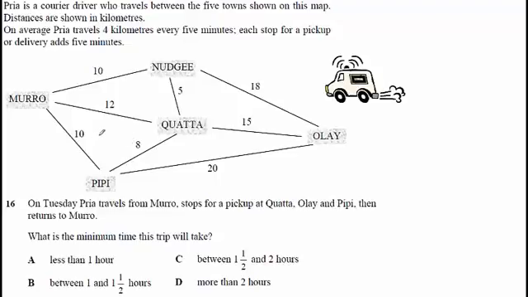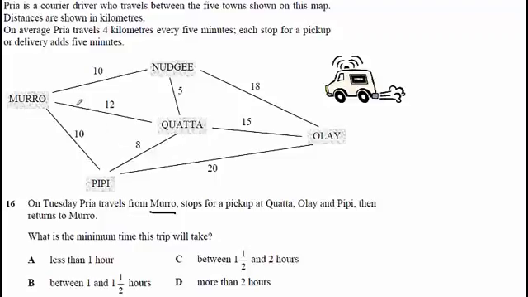Hey everyone, this is question 16 and it follows on from question 15, so if you're having any trouble I recommend you check that video out as well. But what this question is asking is what is the minimum time that Priya's trip will take, given that she travels from Murrow, stops at Quatta, Olay and then Pippi and finally returns to Murrow.